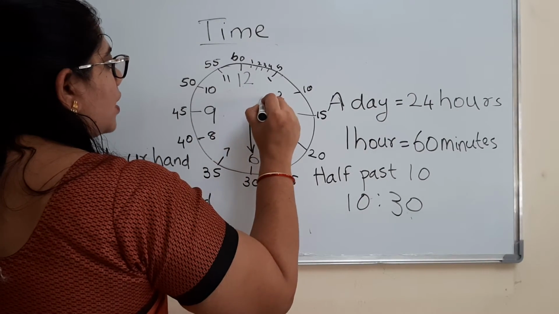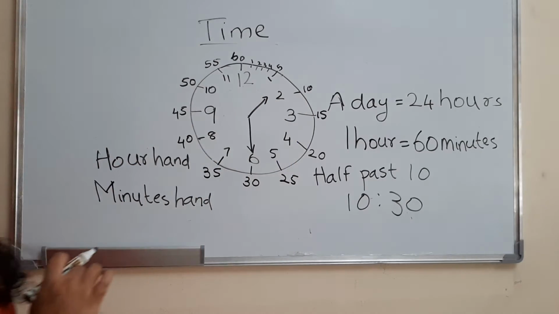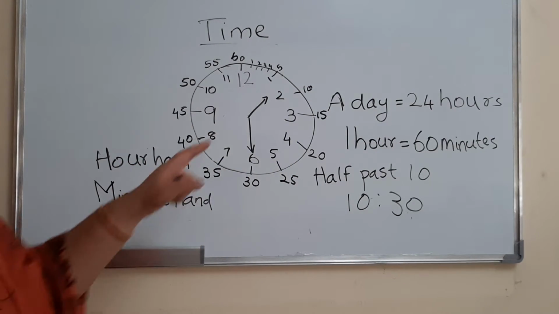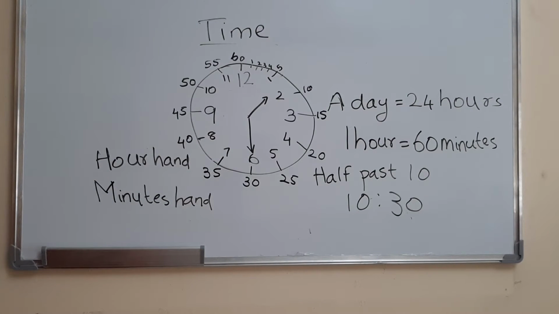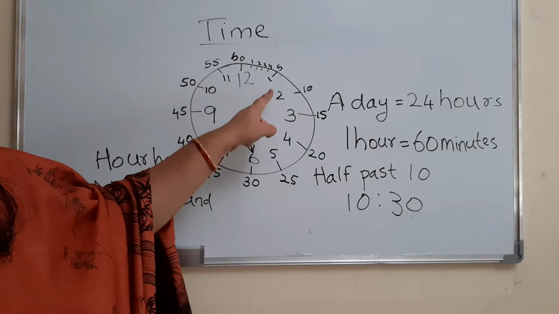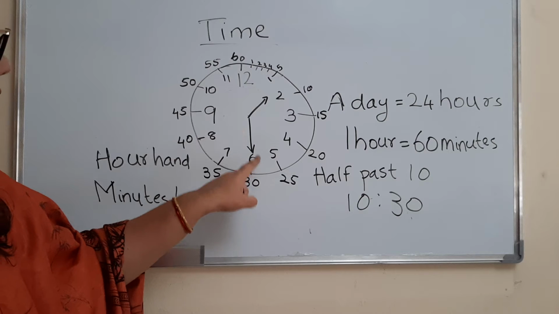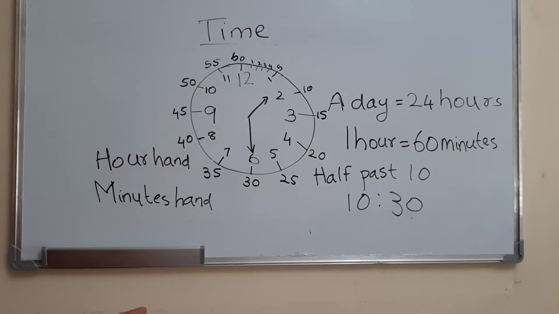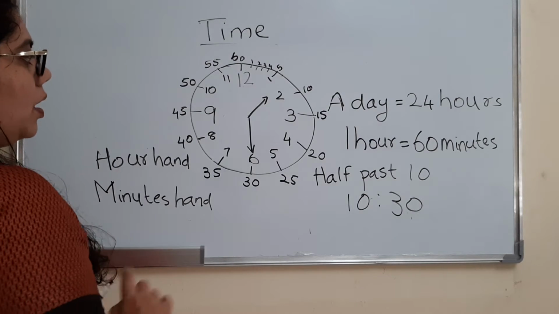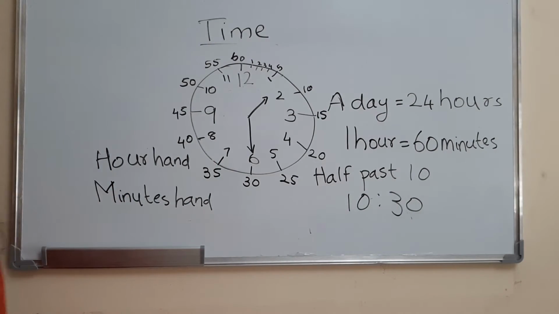What is the time now? The hour hand is between 1 and 2, and the minute hand, the long hand, is on 6. The time is 1:30, or we will call it half past 1. Okay, understand, right?